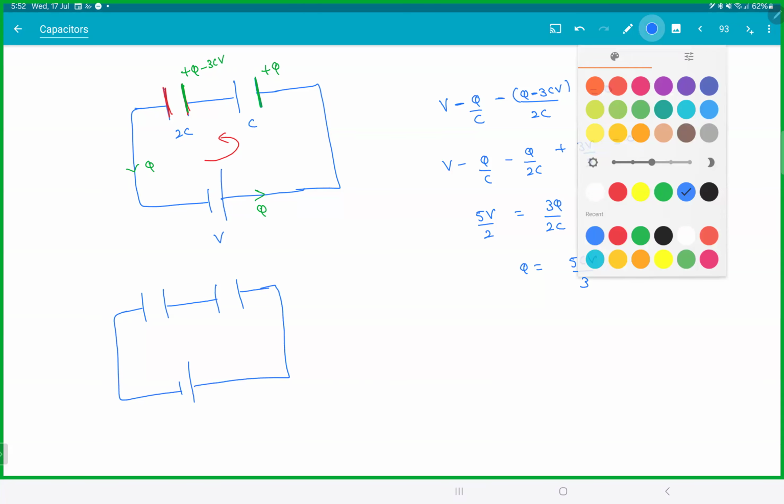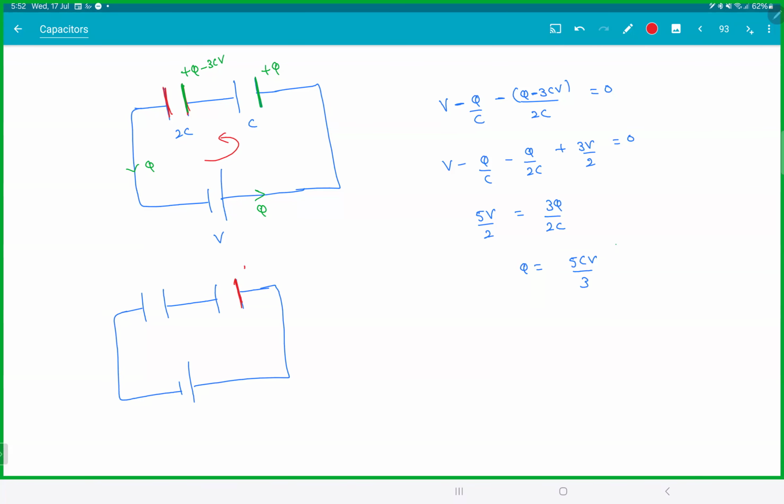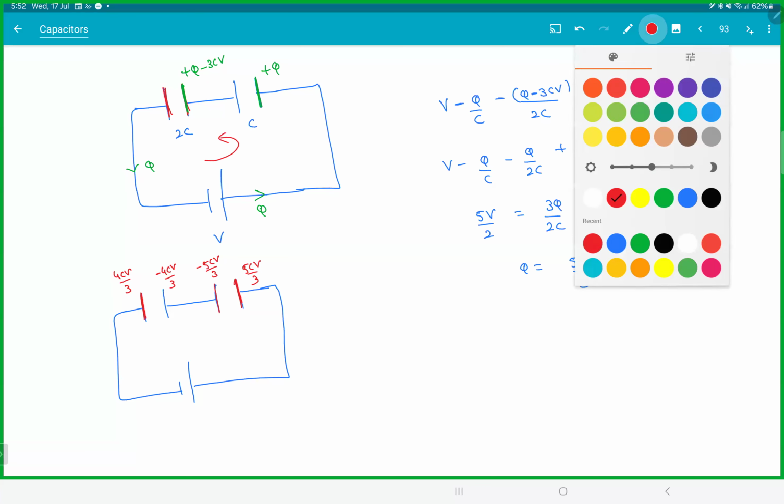So the final charge distributions are, this guy is positive 5CV by 3, agreed. And this guy is positive, that is CV by 2. This is minus CV by 2 and this is minus 5CV by... no, it is not CV by 2. How much is that? 5 by 3 minus 3, no? Minus 4CV by 3. There, that's your final charge distribution. You should take 2C, be careful with that.